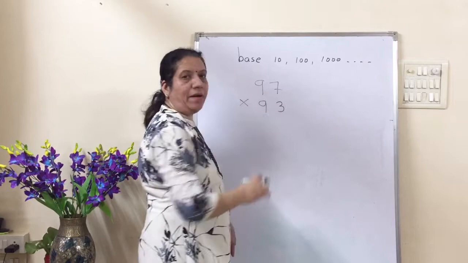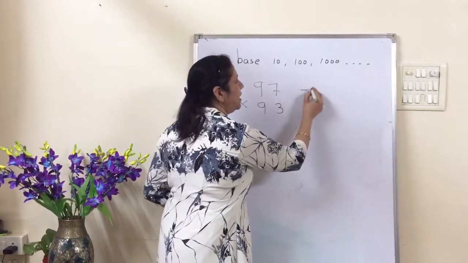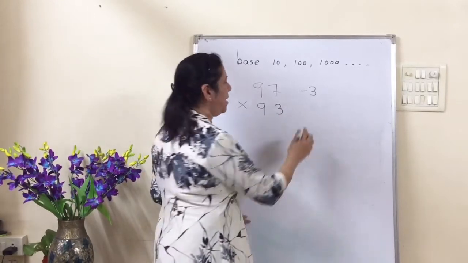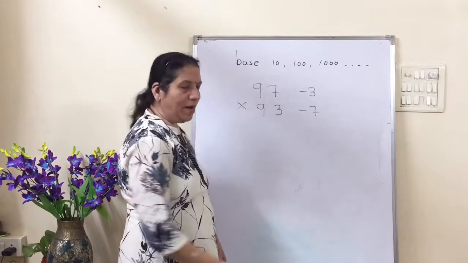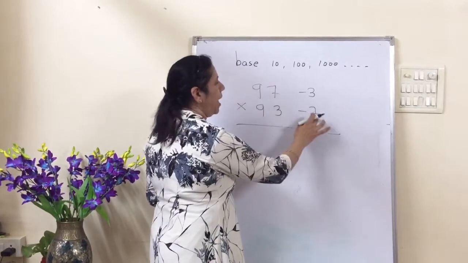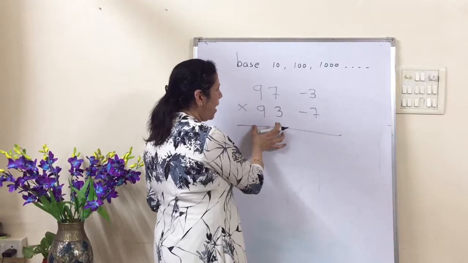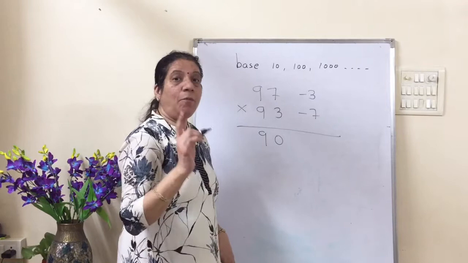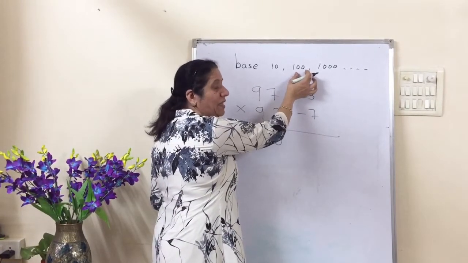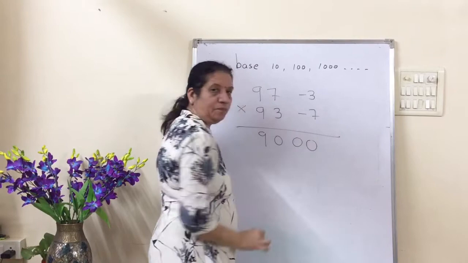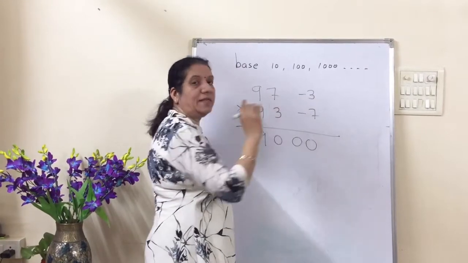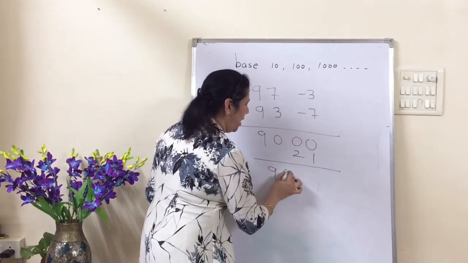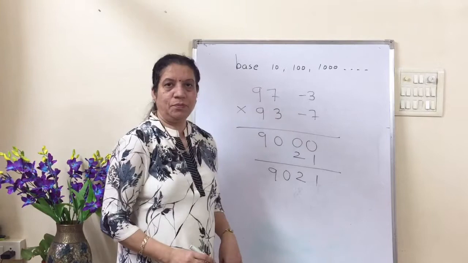Now 97 and 93. We know 97 is 3 less than 100, so it is -3. 93 is 7 less than 100, so we write down here -7. Again the same method, if you do 97 minus 7 or 93 minus 3, you get the same answer, which is equal to 90. Now because we had two zeros, base is 100, so we will put 2 zeros here. And now minus into minus is again plus. So we will add this number and we get the answer 9021. So see, it is so simple.